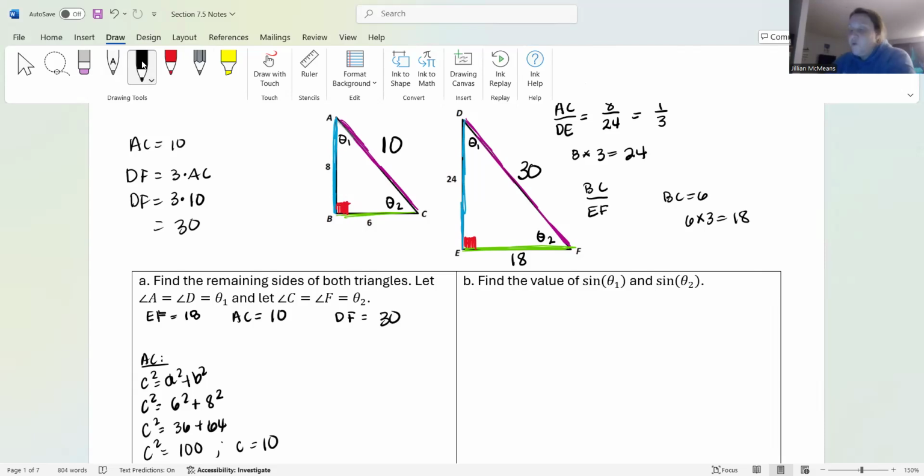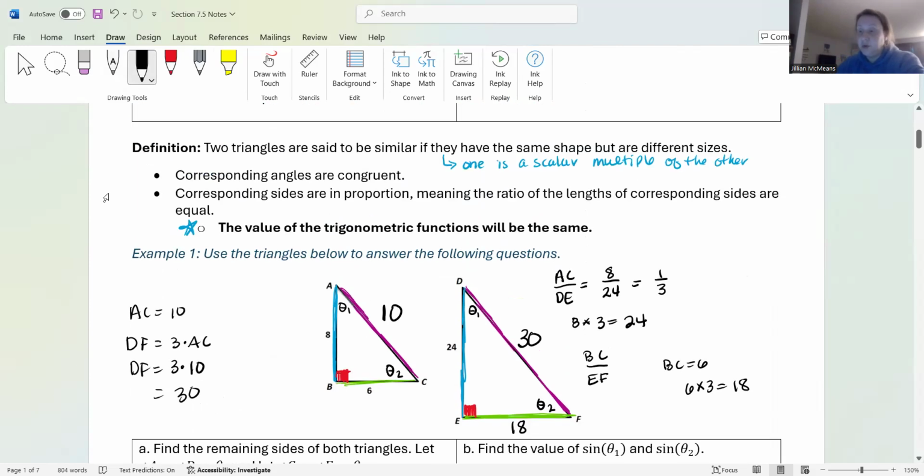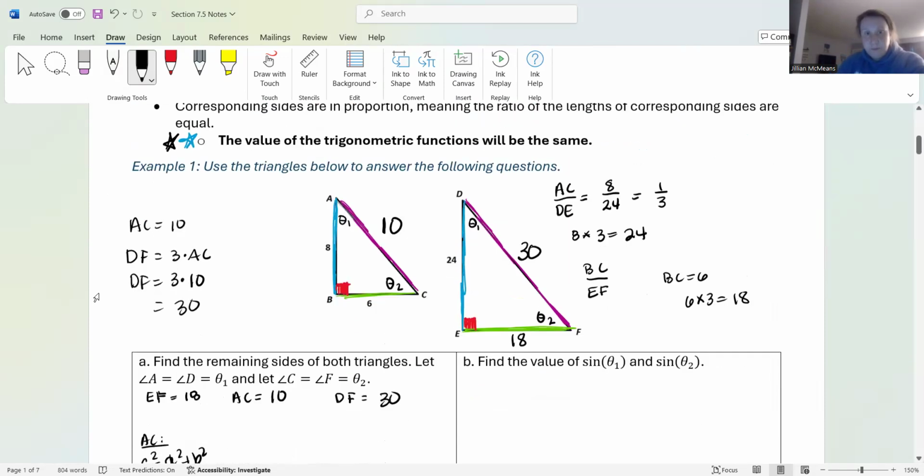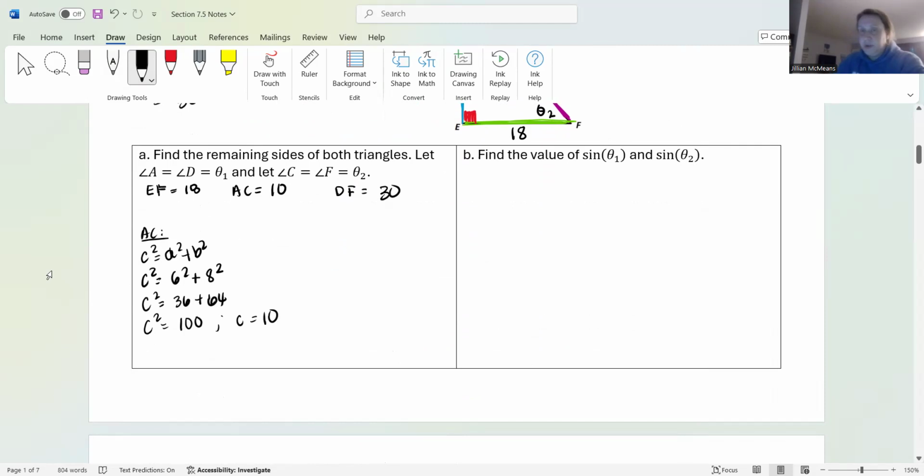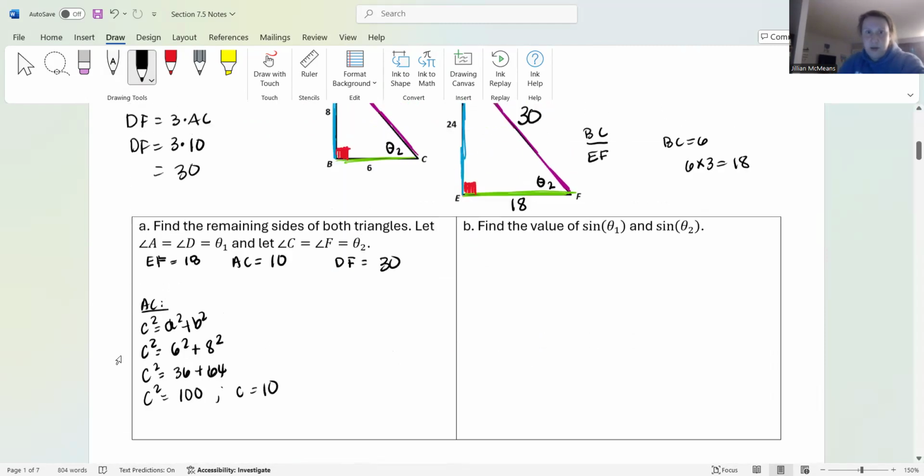Okay, now for part B, it says find the value of sine of theta 1 and sine of theta 2. So what we're going to do is find sine of theta 1 for both triangles and sine of theta 2 for both triangles, so that we can prove to ourselves that if we're dealing with similar triangles, this right here is true. The trigonometric functions will be the same.